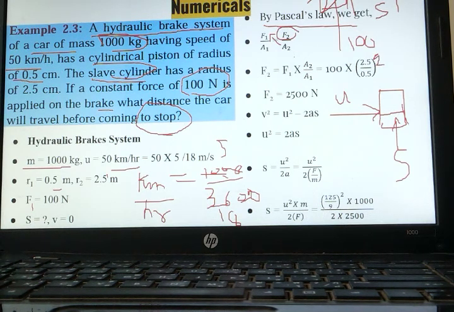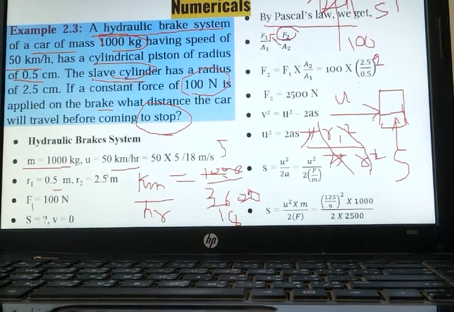See, over here I have directly written the area of a circle's formula. What is it? Pi r1 square upon pi r2 square. Pi's value is constant, so pi will get cancelled. So ultimately we can take a common, and outside the brackets we can write only 1 square. After solving this whole, you will be getting F2 as 2500 Newton. We will be getting the value of force 2, that is 2500 Newton.